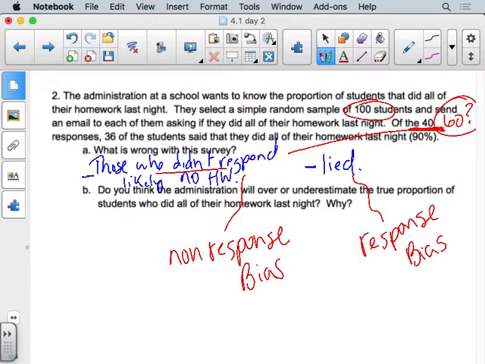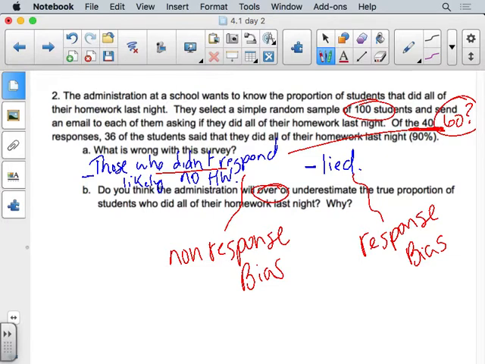Versus non-response. Do you think the admin will over or underestimate? They're probably going to overestimate, because like we said, those who didn't respond probably didn't do their homework, or kids are lying because they feel pressured that someone just emailed them wanting to know whatever. Tough teacher, they don't want to answer to him. Okay, so probably overestimated.